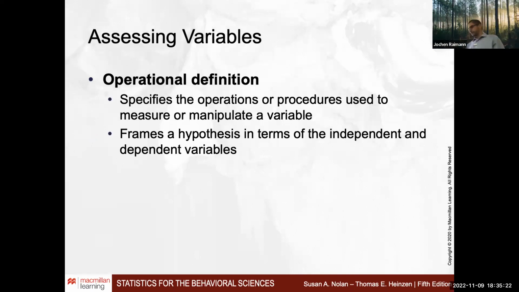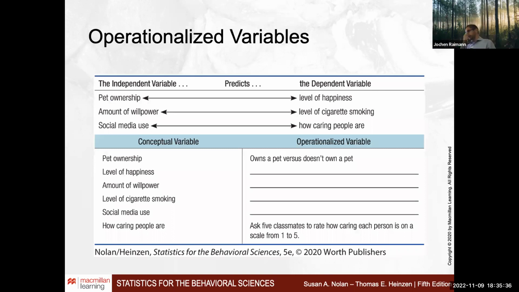Important in the context of variables, and this will also be something that you see in many of the questions, you need to have an operational definition. What is a dependent variable? What is an independent variable? What is a confounding variable? And this is essentially nicely outlined here.